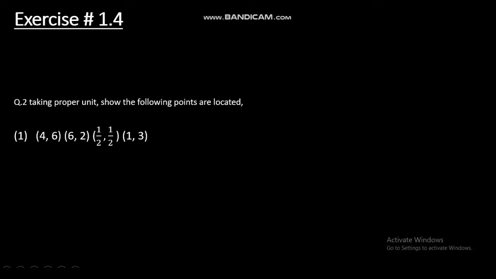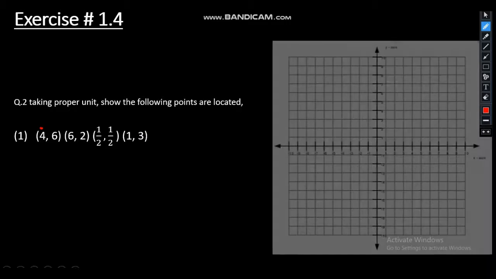Now question number 2. Taking proper units, show the following points are located. So here the question gives some points: 4, 6 as x and y; 6, 2, also x and y; 1 over 2, 1 over 2, also x and y; and 1 and 3, also x and y. So here, go to the solution.